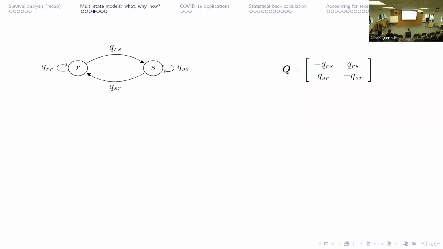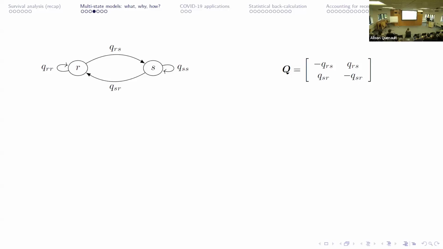So what are we going to do with this information? Typically we're going to form a transition intensity matrix. This is the capital Q on the right-hand side here, which contains our transition intensities. And you can see what I've done is show that the transition intensity for remaining in state R is equal to minus the transition intensity for moving out of state R. And similarly, the transition intensity for staying in state S is minus that of moving out of state S.